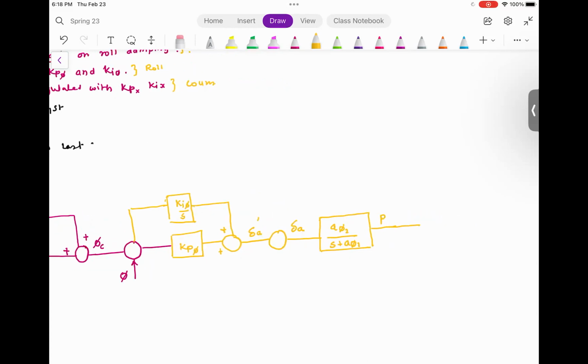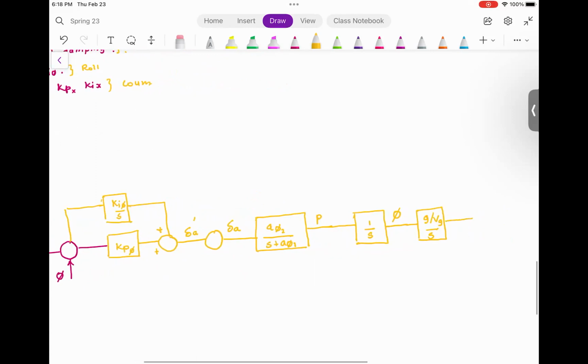Then from this P, we integrate, so 1 over S, and that gives me phi. And then I multiply that by the term G divided by VG and integrate that. And I get the actual course.